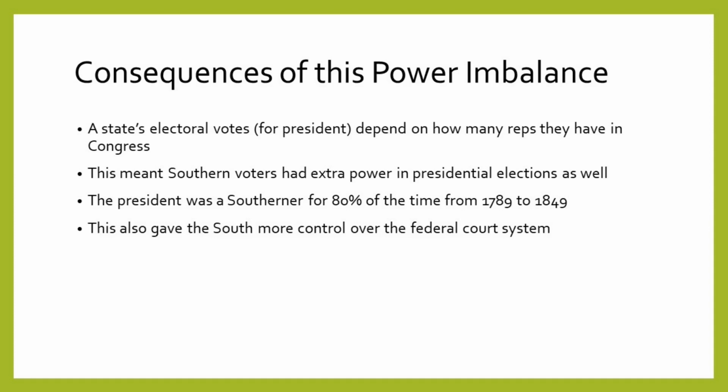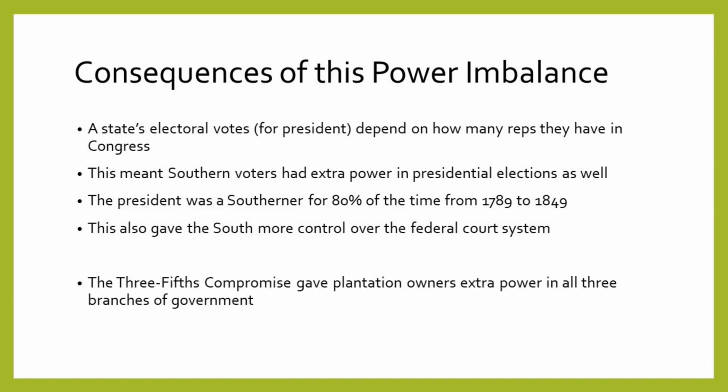By counting enslaved people towards the number of representatives each state got, but not allowing them to vote, the Constitution gave plantation owners extra power in many parts of the government, and the amount of extra power they got went up when they enslaved more people.